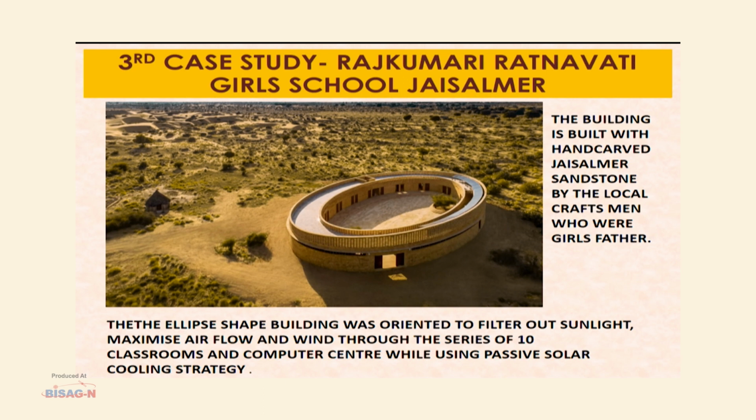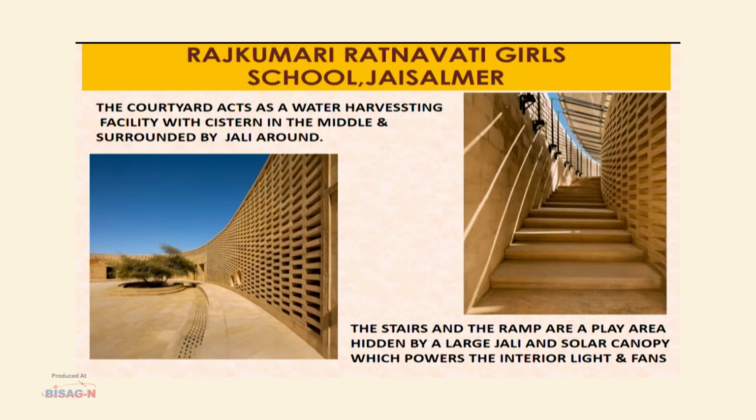It also uses a passive solar cooling strategy to light the classrooms and the computer center in the building. It has a central courtyard which acts as a water harvesting facility with a cistern in the middle, surrounded by jali all around. We also see the existing native trees being preserved. Here the stairs and the ramp are a play area hidden by a large jali, and solar panels form a canopy which powers the interior of the building.